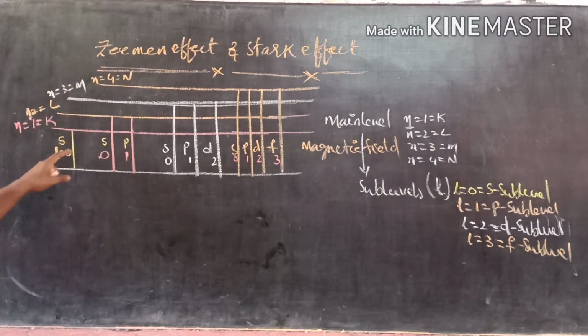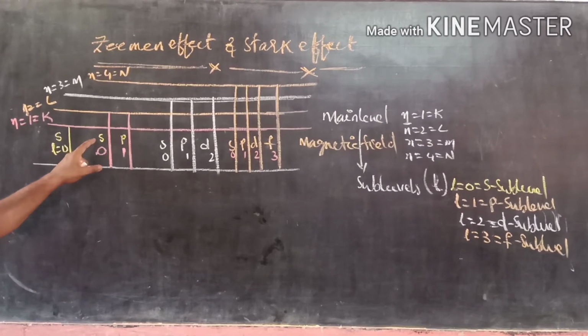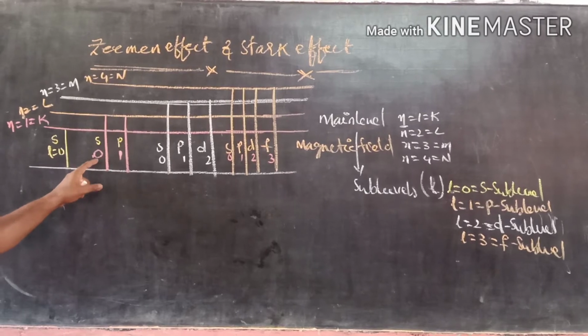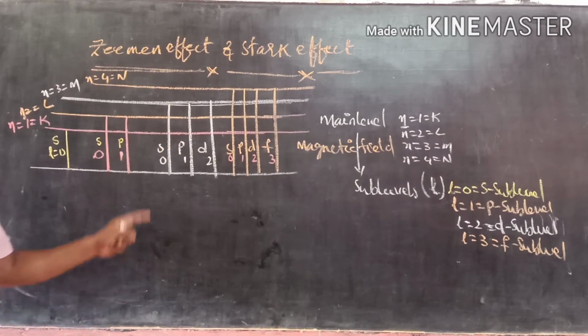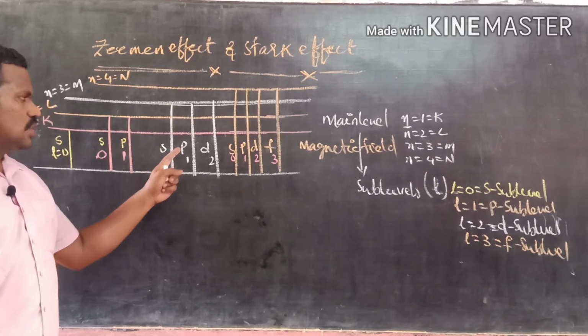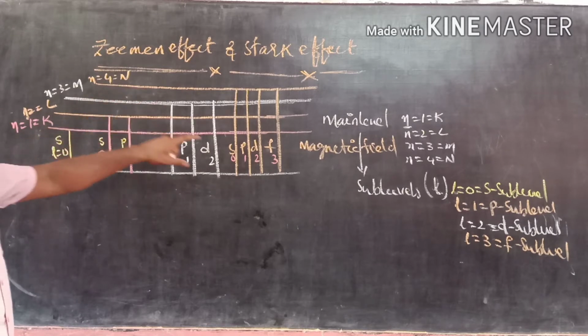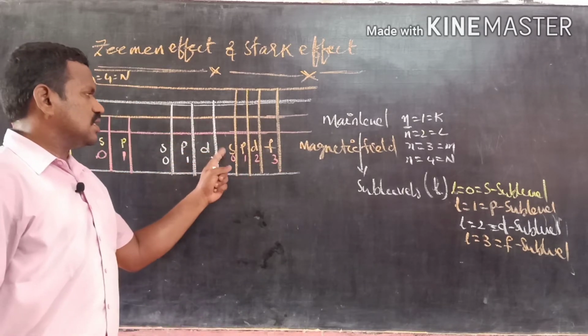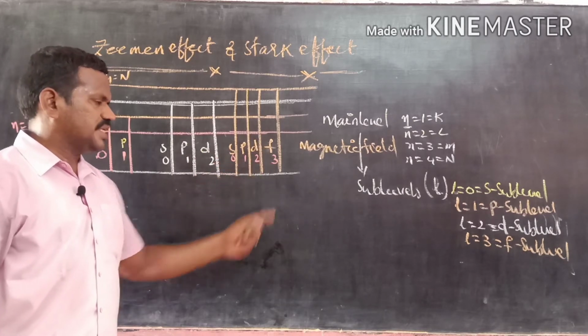See, main level 1 has sublevel 1 represented by the letter s, whose l value is 0. Main level 2 has 2 sublevels, represented by s and p, whose values are 0 and 1. Main level 3 is divided into 3 sublevels, s, p, d, where s is 0, p is 1, d is 2. Main level 4 is divided into 4 sublevels, s, p, d, f. Their l values are 0, 1, 2, 3.